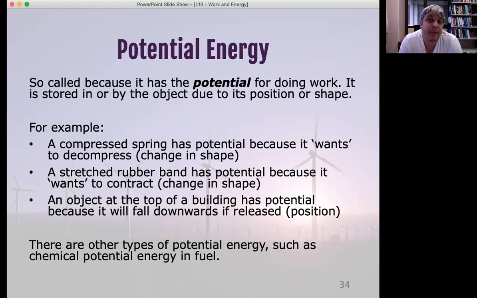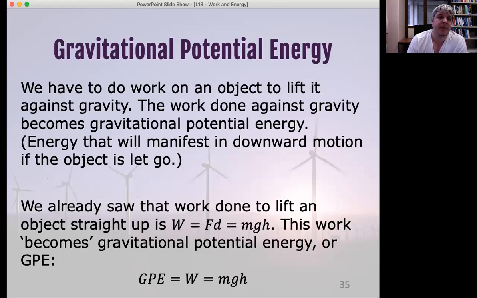And an object at the top of a building has potential energy because it will fall downwards if released. Gravity will cause it to accelerate downwards, so that's potential energy as well. As soon as you release it, it can do work going downwards. There are other types of potential energy, such as chemical potential energy and fuel. Fuel is combusted and that releases the energy and uses it to do work. Gravitational potential energy is probably the most common one that we'll deal with in this course, but we will meet the others as well. We have to do work on an object to lift it against gravity.